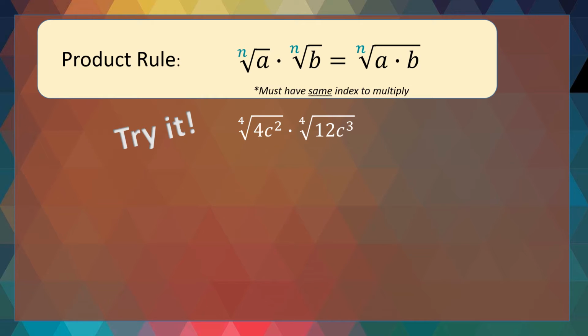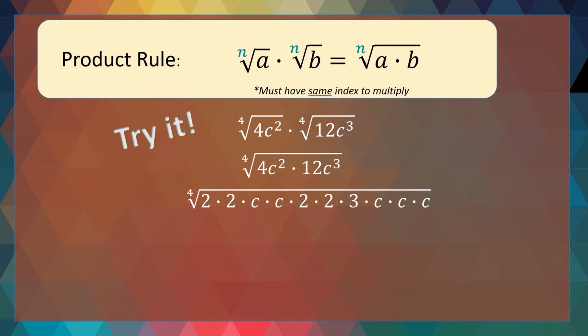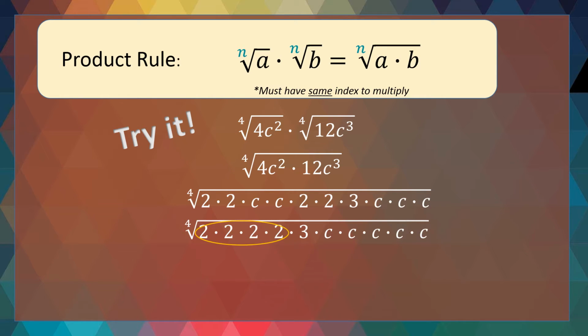Notice the index is the same, so you should have written it under a single radical, factored the values individually, reordered them, found your groups of 2 and c, and your final answer should have been 2c times the fourth root of 3c. Check your paper. If you do not have 4 as an index, you are wrong.